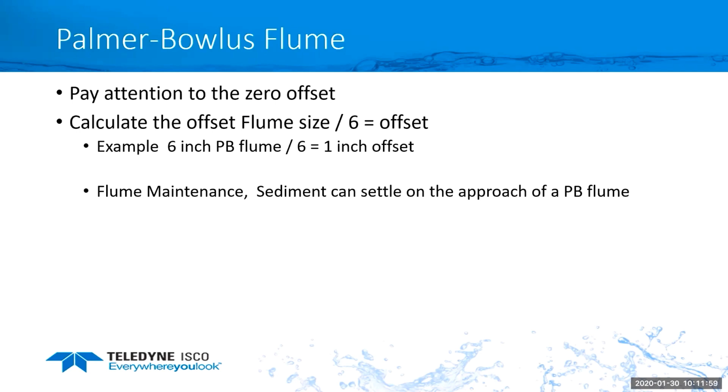Another question that came in about Palmer Bowlus flumes is the maintenance. They had noticed that they were always getting sediment on the upstream side by that upper transition. So that's kind of the give and take of a Palmer Bowlus flume. The advantage is that a lot of times you can insert them into an existing pipe, but because of that riser, that upward transition, you can and will get sediment buildup in front of it. So you do need to have a maintenance schedule to go out there and clean that periodically.